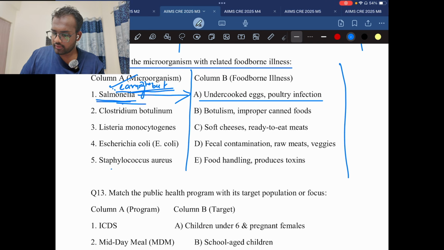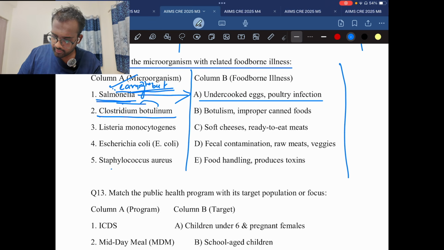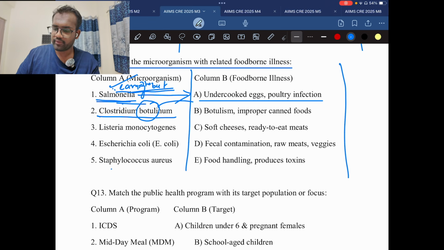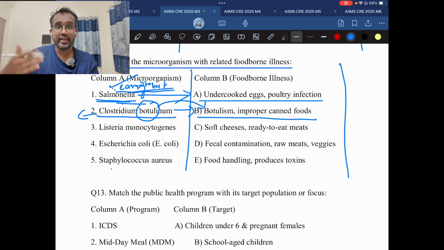Then we have Clostridium botulinum. I've just told you here in the bacteria itself there is botulinum. It causes botulism. Okay, it's from improperly canned food. It produces a neurotoxin, damages the brain. So always remember, it is very crucial. And this Clostridium botulinum can survive in a high acidic environment. Okay, and it can survive high heat conditions also.